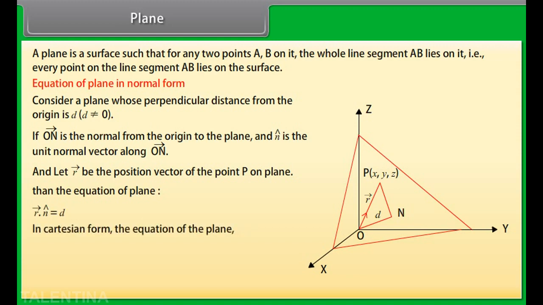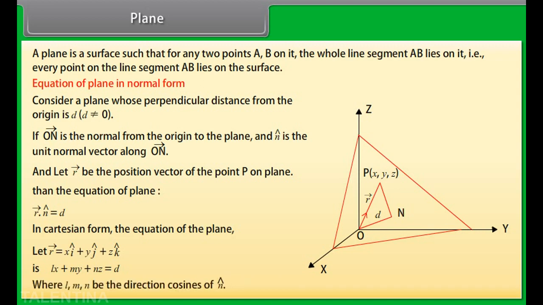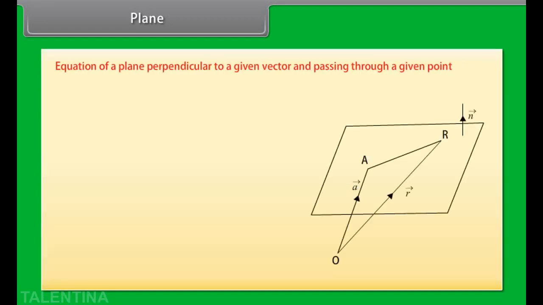In Cartesian form, the equation of the plane, let vector r equal x î + y ĵ + z k̂, is lx + my + nz = d, where l, m, n are the direction cosines of the unit normal n̂ to the plane. Equation of a plane perpendicular to a given vector and passing through a given point.